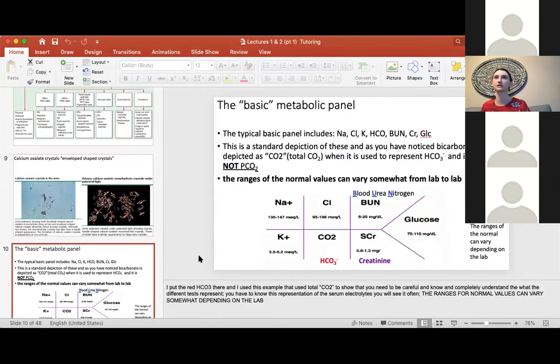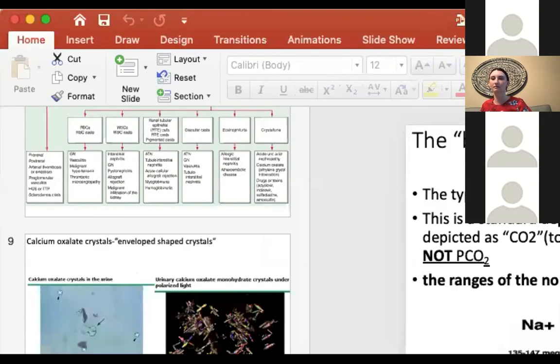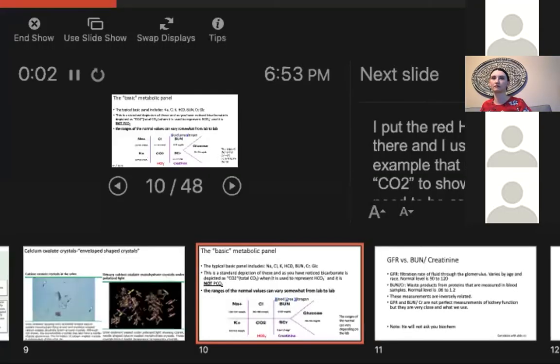I think this is easier. So this is a way that internal medicine doctors sometimes like to look at labs, but it's not that important. He's not going to ask you to know that.